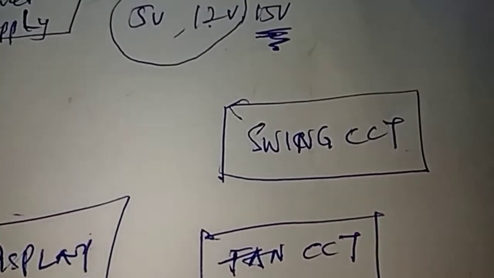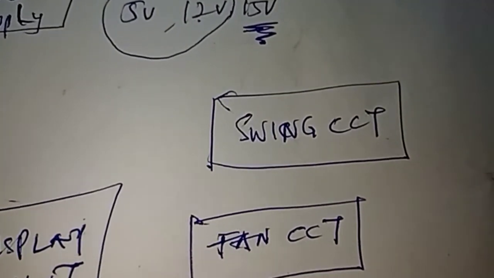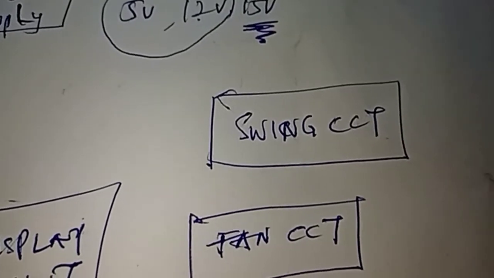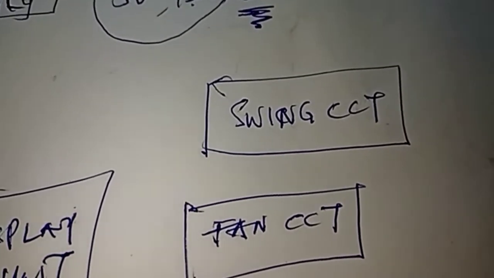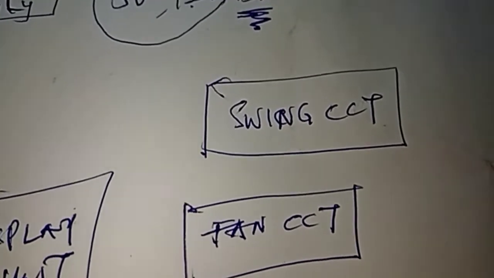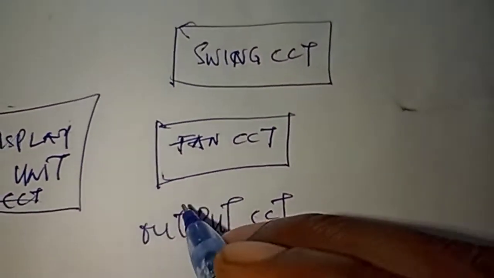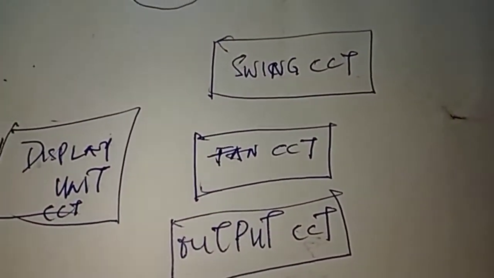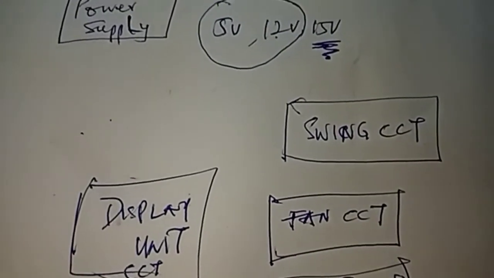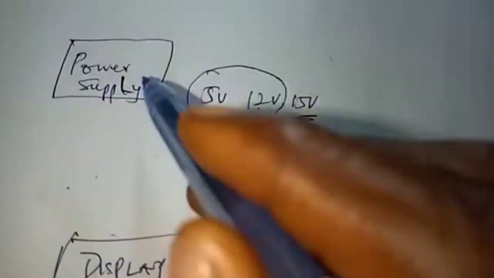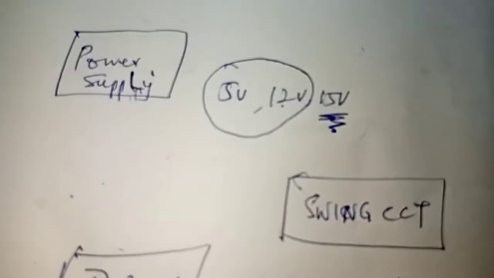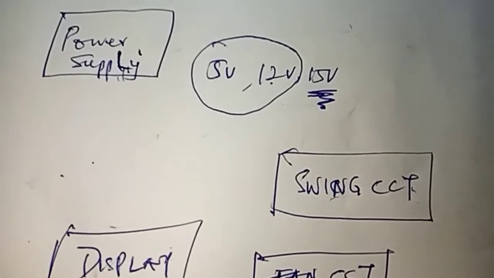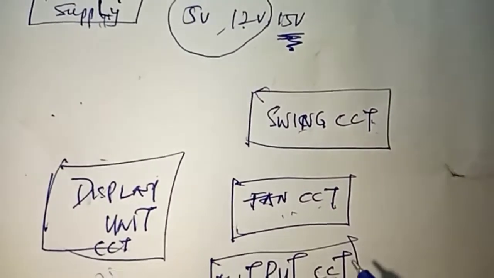Now it transfers to the outdoor, meaning there is a circuit unit that transfers to the outdoor. What do we call that? Let's call that the output section or circuit. Do you understand that now? So this is how we design circuits. Your power supply is there, the display unit is there, the swing circuit is there, the fan circuit is there, the output circuit is there.